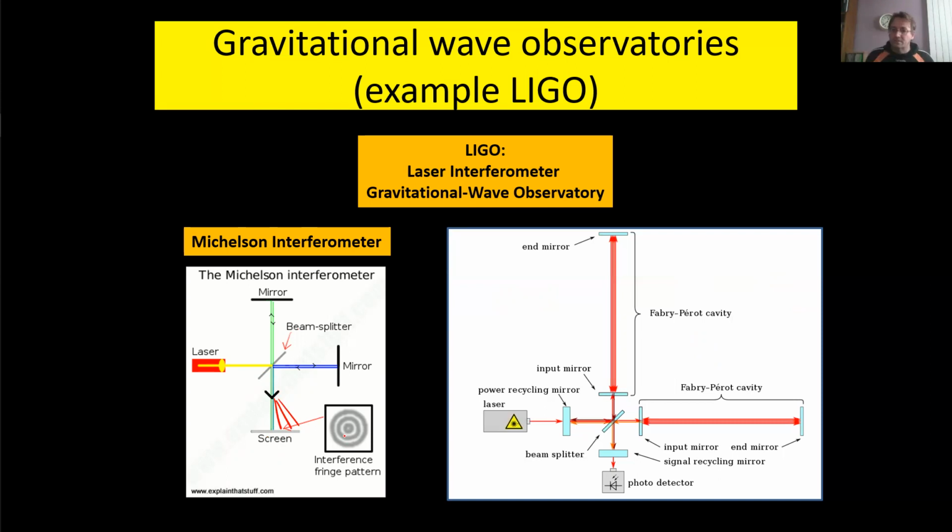If everything is stable, this pattern stays. But if now a gravitational wave goes through here, we get a contraction or expansion of the length while this arm stays the same. Then we see a shift of what we call the interference pattern. We see it changing with a certain frequency. We can also see how strongly it is changing, so basically this minima, how strong is it, is it increasing, decreasing, and so on.